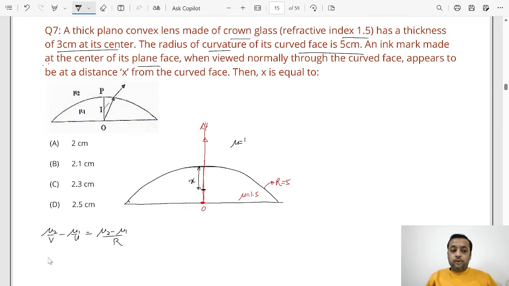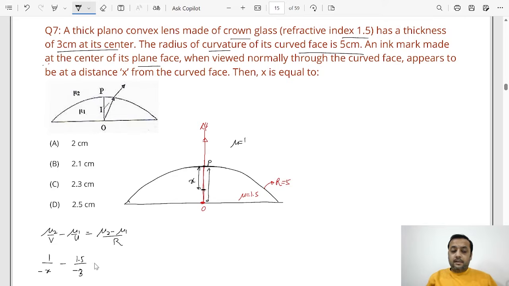Now what is the value of mu2? mu2 is 1. And what is the value of v? Remember, it will be minus x because the ray is going in the upward direction and the image is formed below the pole, or you can say below the refracting surface. In optics we assume the direction of motion of incident light to be positive, so upward is positive, but the image is being formed below, so we write this as minus x. Mu1 is 1.5. u will be minus 3 because this is the object.